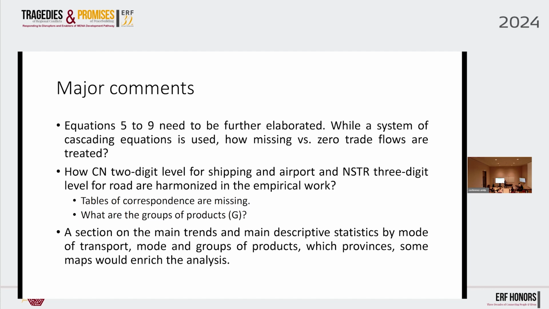Given that one of the most important value added of the paper is again this granular data, including some major trends and main descriptive statistics on the mode of transport between different provinces, what types of products are traded, this also will enrich the paper in the sense that, again, I'm highlighting the fact that the main contribution of the paper is really the granular data.